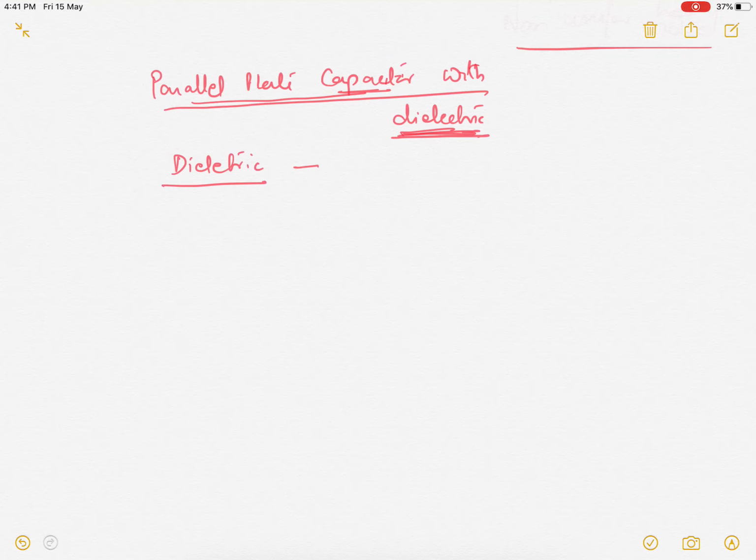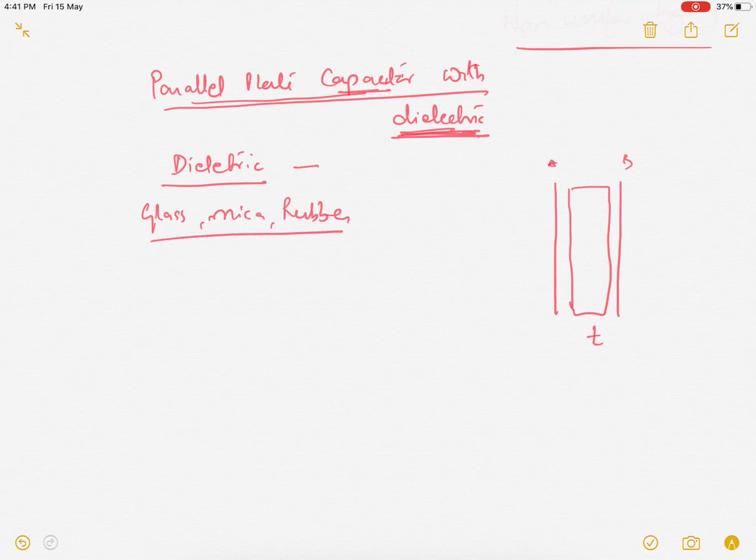So here the important concept comes when we fill the parallel plate capacitor plates. These are the two plates, A and B, and we fill a parallel dielectric slab in between them, say t is the thickness of this slab. It may be of glass, mica, or rubber. These are dielectrics. They do not allow electric current to flow through them, but they displace the charges and a dipole is formed.